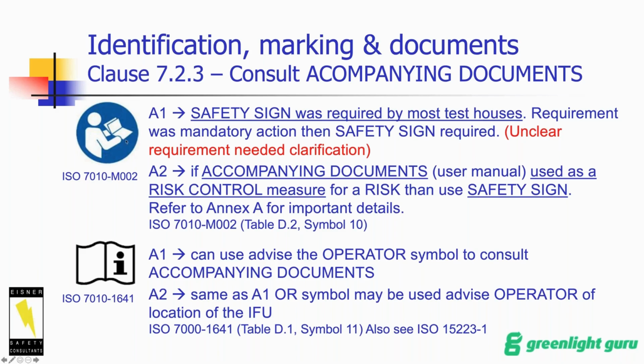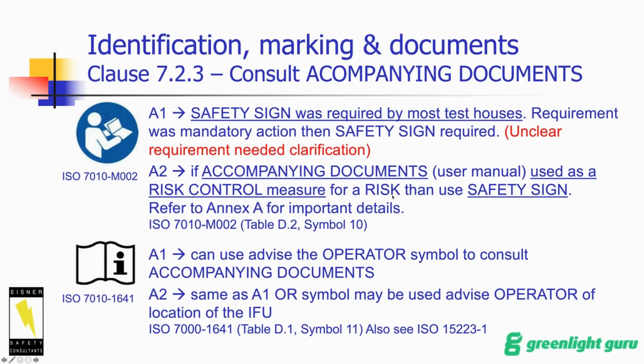So this has been very misused and misunderstood by the test houses because the requirement was written very poorly. It says, if the requirement was mandatory action, then safety sign required, roughly. So it was misunderstood, written poorly in the standard. So it's not the test house's fault, it was just a poorly written requirement. So now it got rewritten to, if an accompanying document, which could be a user manual, IFU, whatever you want to call it, is used as a risk control measure for a risk, then use a safety sign.